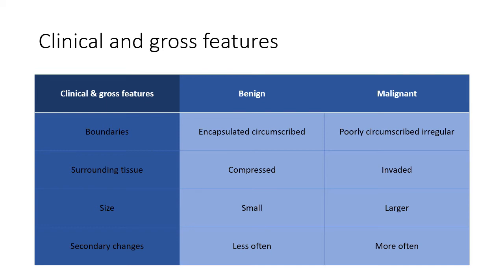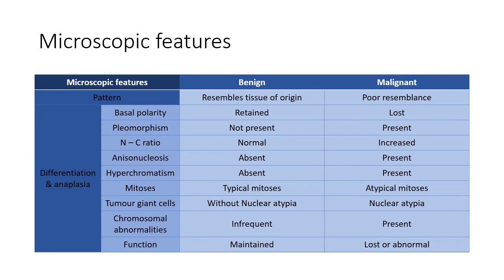Coming to microscopic features, which is the most important characteristic of a tumor. Here again, benign and malignant tumors vary considerably. We will see the features one by one along with the differences between benign and malignant tumors. The first microscopic feature to be seen is the microscopic pattern, that is the pattern of arrangement of tumor cells. Here the point is, in benign tumor, the pattern more or less resembles the tissue of origin. Whichever may be the tissue of origin, the pattern resembles it. That is the case in benign tumors.